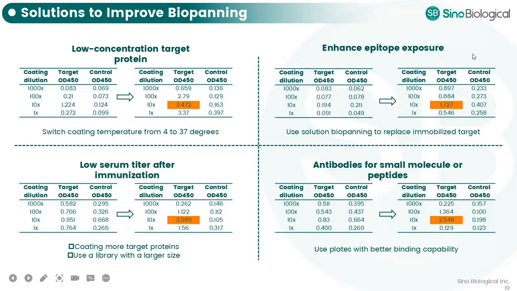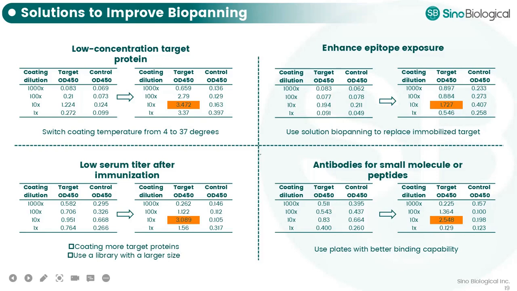And sometimes we didn't get good positive clones. It might be due to epitope exposure. So what we do is use in-solution biopanning to replace the regularly used immobilized biopanning method. If we didn't get a good serum titer after immunization, we will consider coating more target protein for the biopanning processes, or we will try to get a new library with a relatively larger size to increase the success rate of the further screening steps.